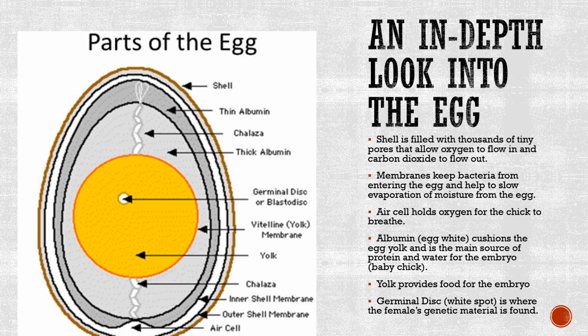Then we have the germinal disc. It's that white spot that we can see on the egg yolk. This is where the female genetic material is found.